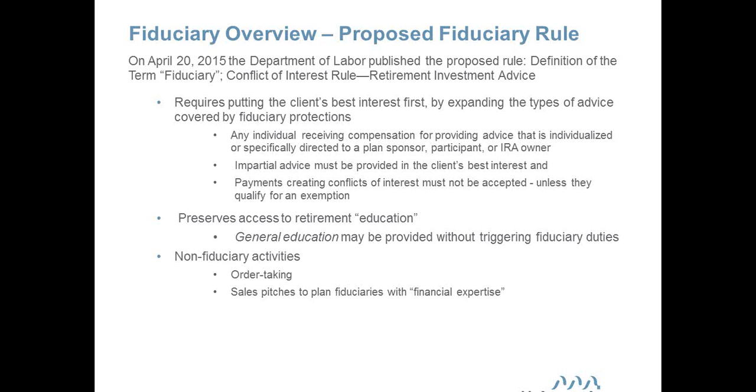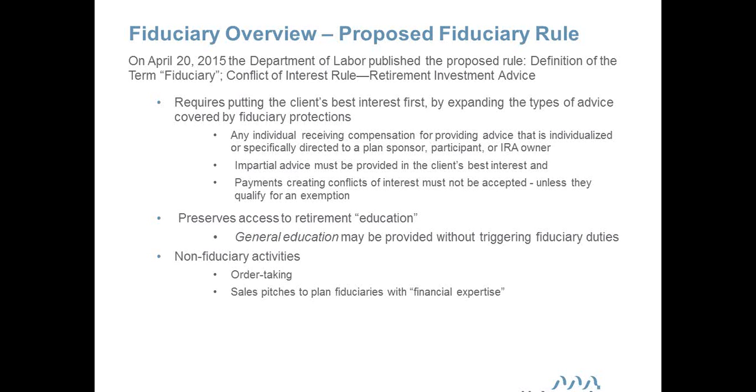So non-fiduciary activities are also, there's an exception, or there's things that are considered non-fiduciary activities. So order taking, and sales pitches to plan fiduciaries with quote-unquote financial expertise. Order taking, for example, is I call up my broker and I say I want to buy 100 shares of Apple. I just tell the broker what I want and they process that order. That's not going to be considered investment advice. It's just when the broker starts making recommendations of where I should put stuff in my portfolio, that's going to be treated a little differently than it is under the current rule.